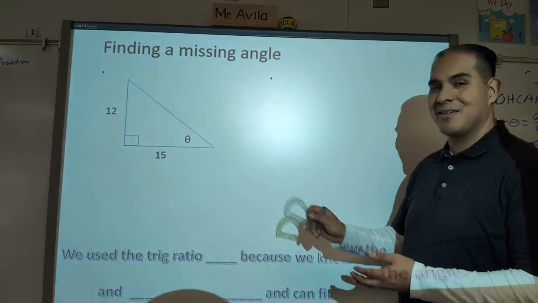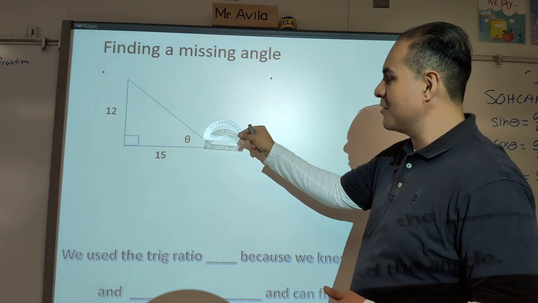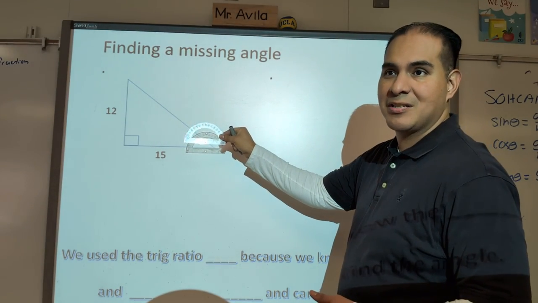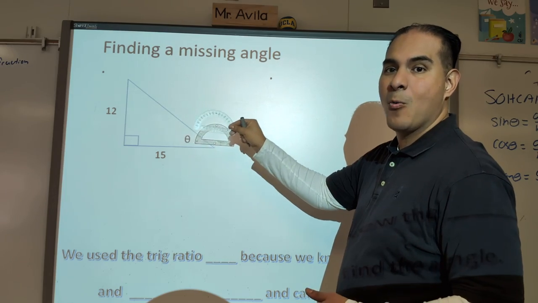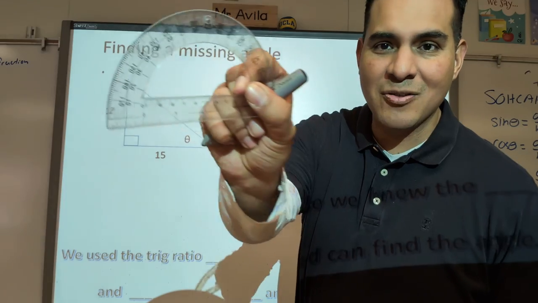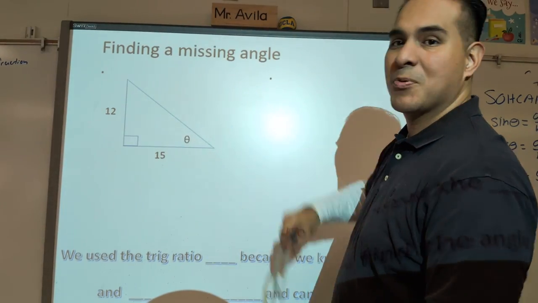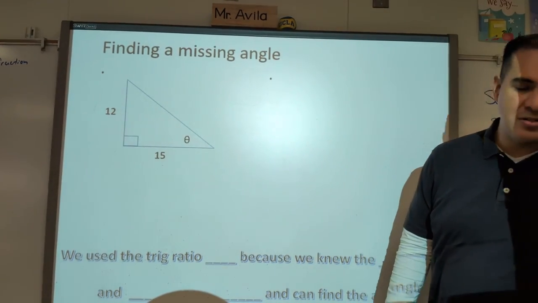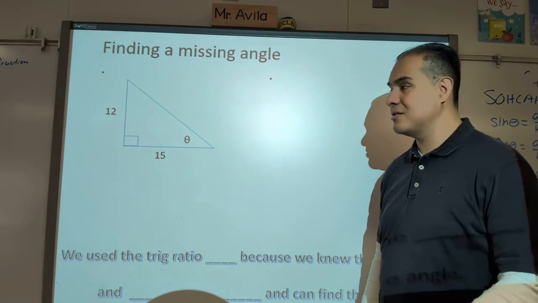Now we could try to measure with a protractor, and we could potentially take a guess what the angle is going to be. So take a guess if you were to take this protractor. Remember how to use a protractor? If you would take this protractor and try to measure the angle, how many degrees do you think that's going to be? Take your guess.